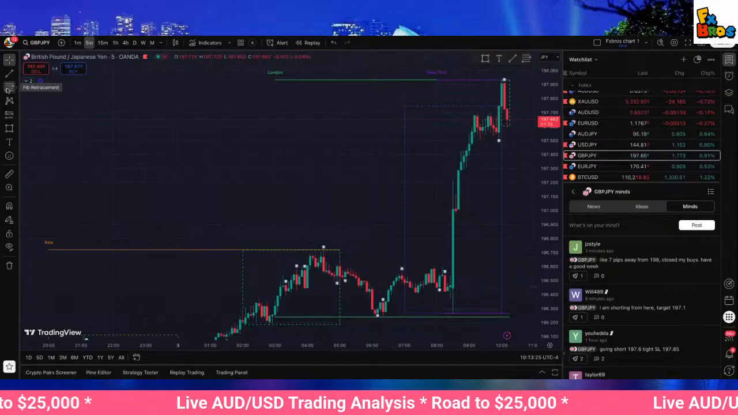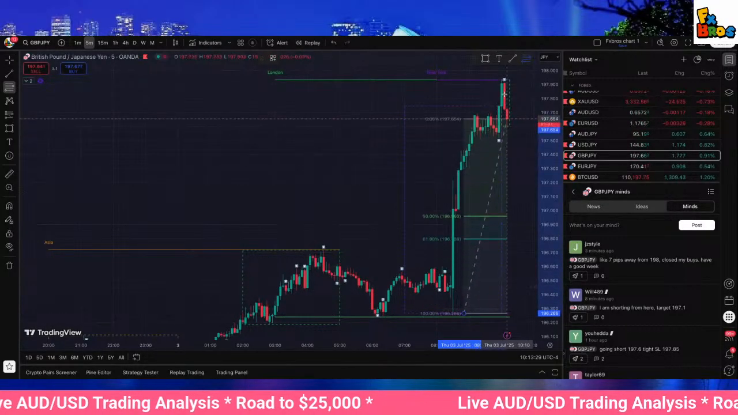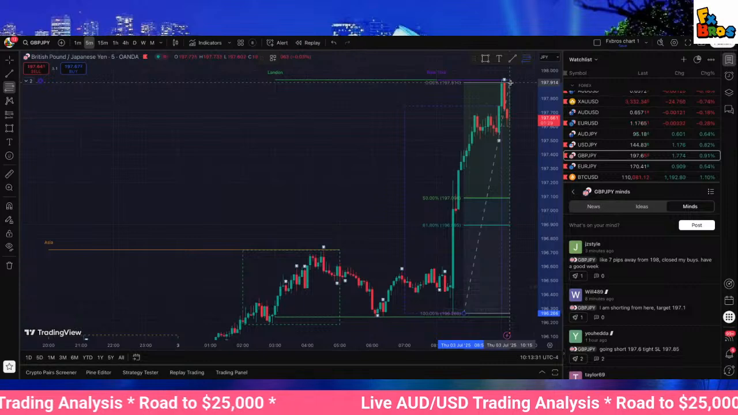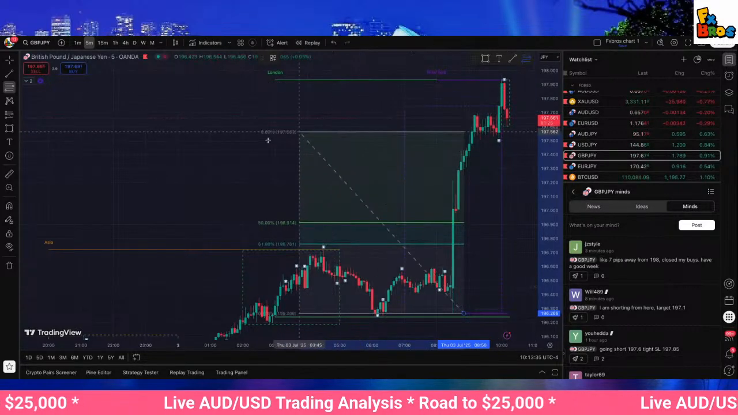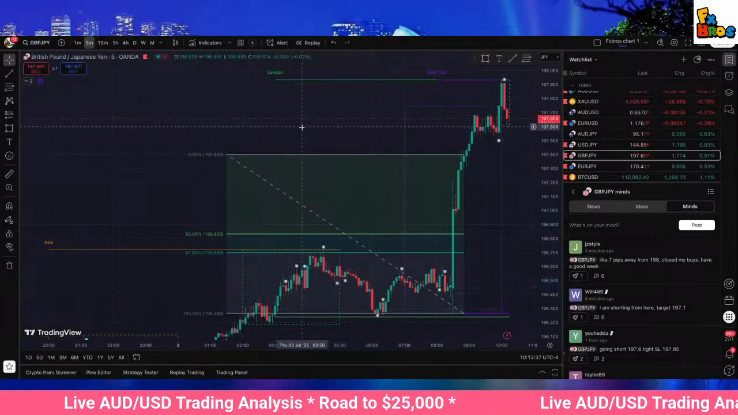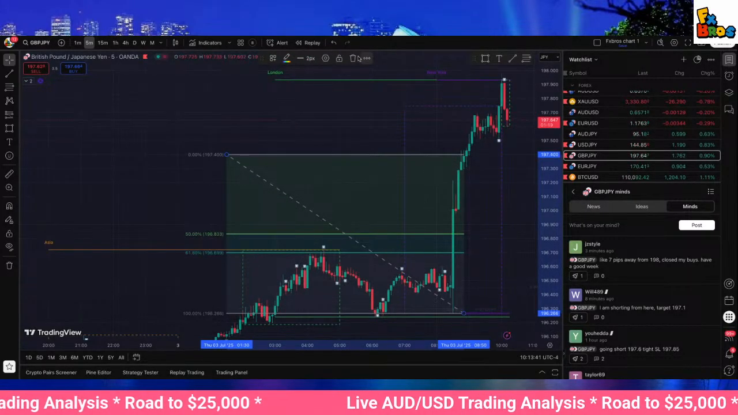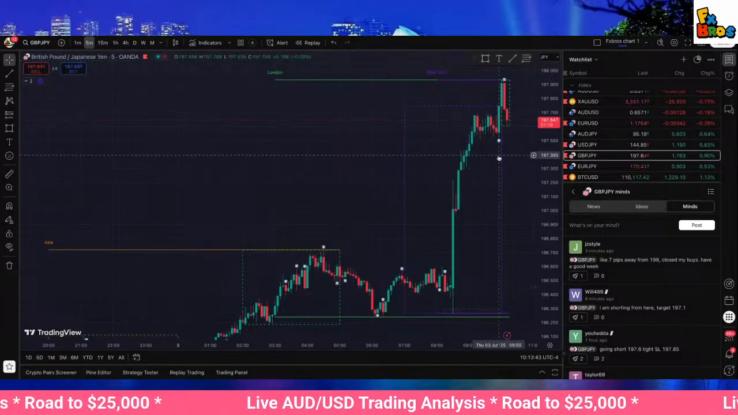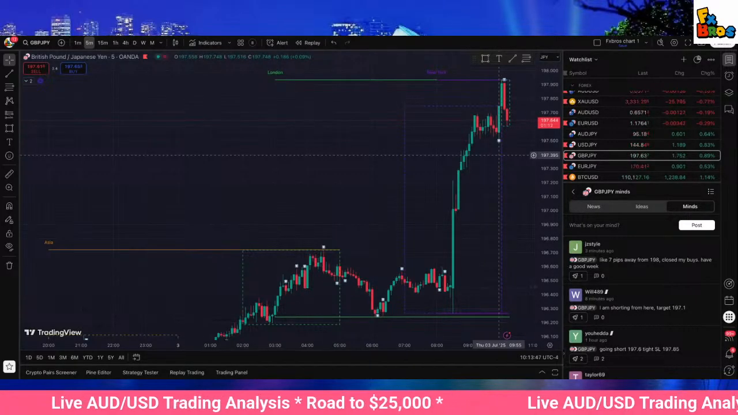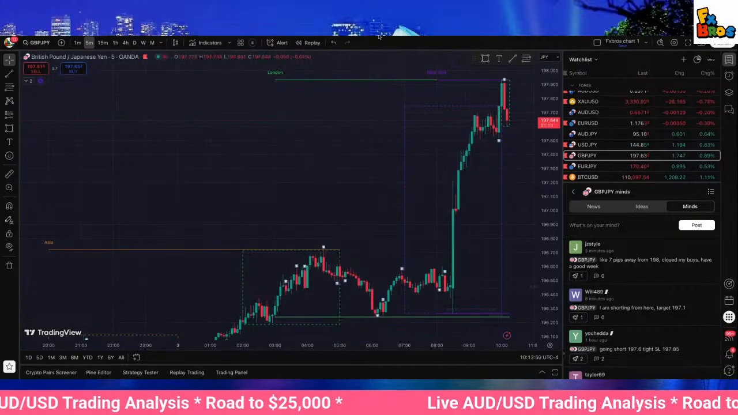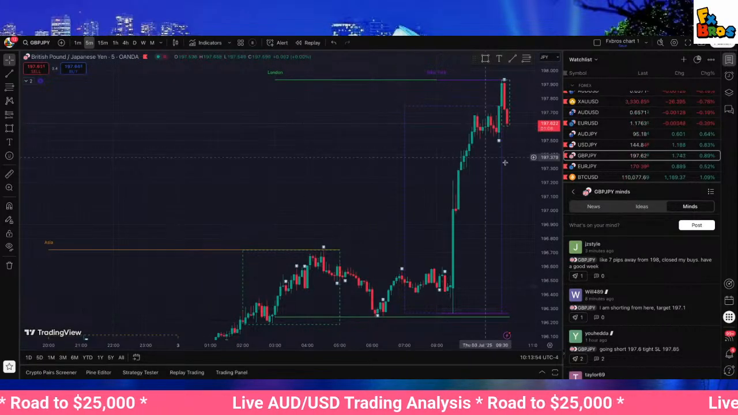All you gotta do is pull out your fibs, go from the low where NFP started to this high, and we pull back to like 197 on GJ. Potentially, that's the potential. It doesn't have to do that, but it could potentially do that. That's what we could see. So yeah, man.